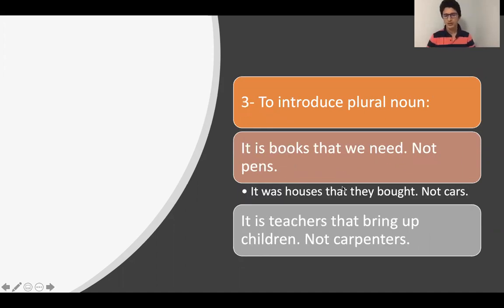Number 3, to introduce a plural noun. Sometimes we use it to introduce a plural noun also, but as I told you, when you use a plural noun, you don't need to change the is or was to a plural form like were or are, okay? Like this. It is books that we need, not pens. See, here is books, but we use what? Is for this one. Don't worry, it's okay. So you can use the is form for plural subjects in Cleft sentences. For this example, it was houses that they bought, not cars. And the third example, it is teachers that bring up children, not carpenters. Okay?